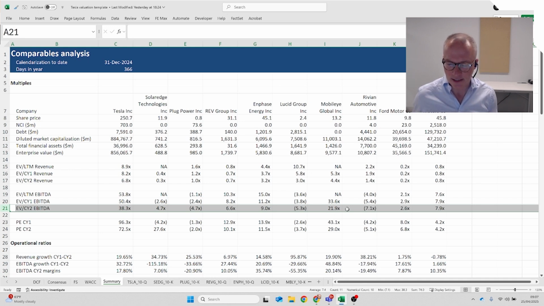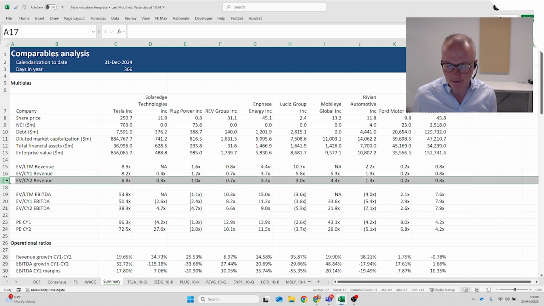And that's the closest. And if you look at the revenues, they are a little bit flatter, but it's still, Tesla is 6.8 times 2026 revenue. And the closest to that is Mobileye, 4.4 times revenue. Well, why are some of these companies trading at such higher multiples than others?